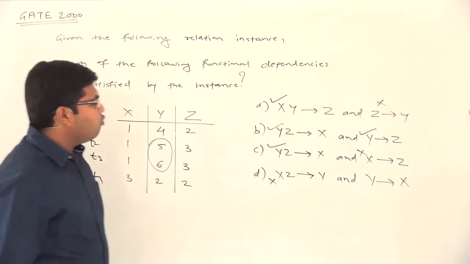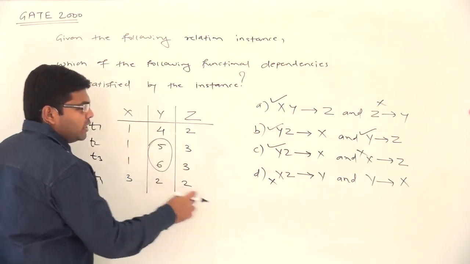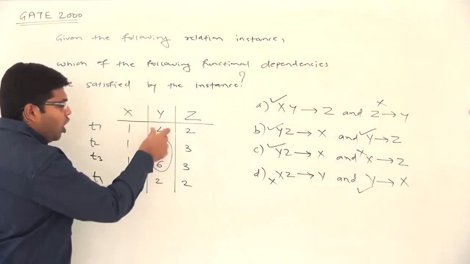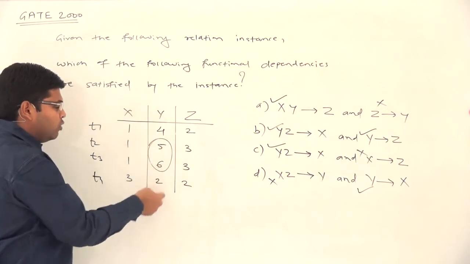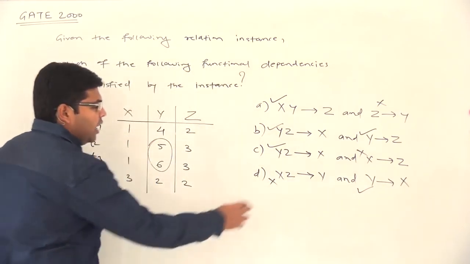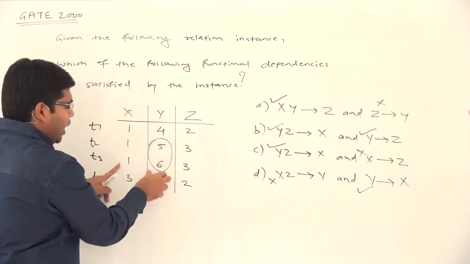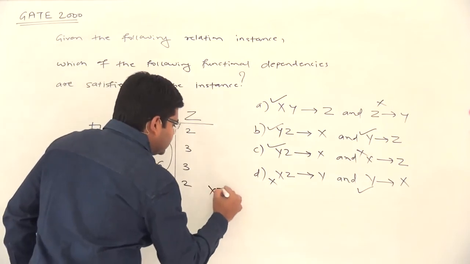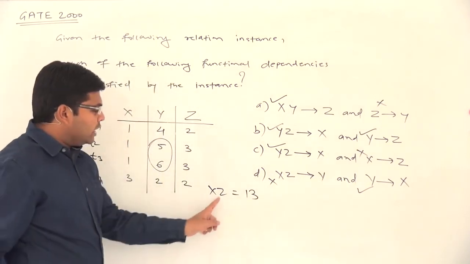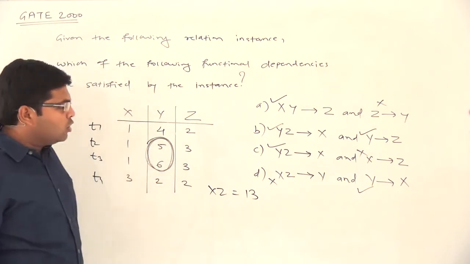And the last option is Y gives the value of X. There is no agreement on the left hand side, which is Y, and therefore this particular FD will also hold. Because all the values of Y are different, from Y you can uniquely determine the value of X. That's why Y gives X is a valid FD. Similarly, XZ gives Y: given the value of XZ, you cannot uniquely determine the value of Y. For example, if we take X equal to 1 and Z equal to 3, we cannot uniquely determine the value of Y, because Y can be either 5 or 6.